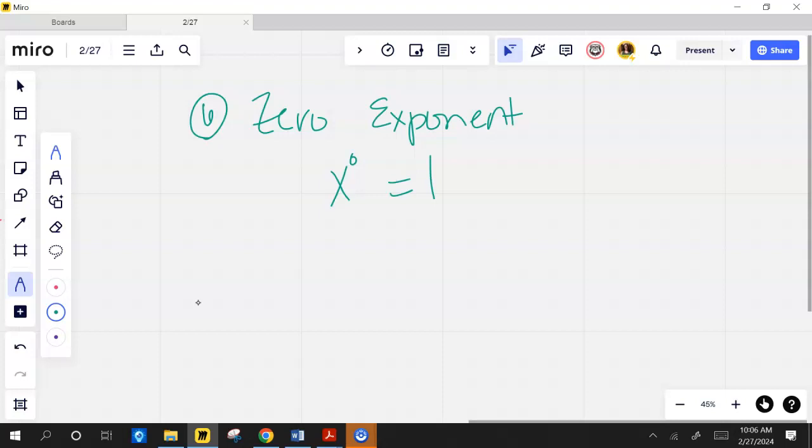As long as the base is not 0. When the base is 0, it's different. But as long as x doesn't equal 0, anything else to the 0 power is 1. Do 5 to the 0. Oh, so I got it right.